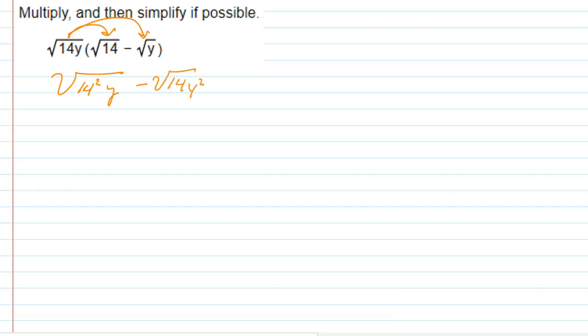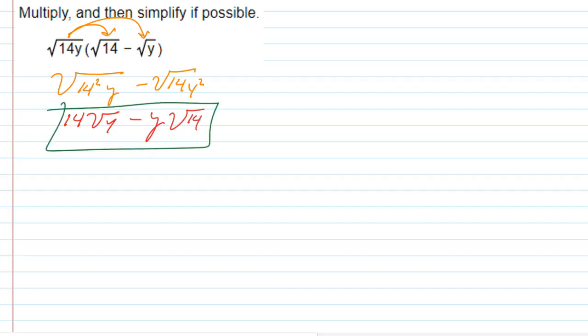Because I know that the square and a square root cancel each other out, I don't really care that 14 squared is 196. What I care about is that I can take the square root of 14 squared very quickly and easily and get a 14 on the outside, and the y is left on the inside. Similarly, I have the square root of y squared. Well, the square root of y squared simply becomes y with a 14 on the inside.